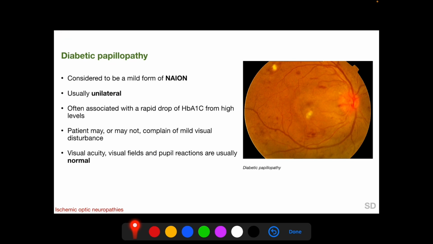Coming to the other vascular disorders of the optic nerve, diabetic papillopathy is considered to be a mild form of non-arteritic ischemic optic neuropathy and is usually unilateral. It is often associated with a rapid drop of HbA1c from very high levels. The patient may be asymptomatic or only mildly symptomatic. However, visual acuity, visual fields and pupil reactions are usually normal.